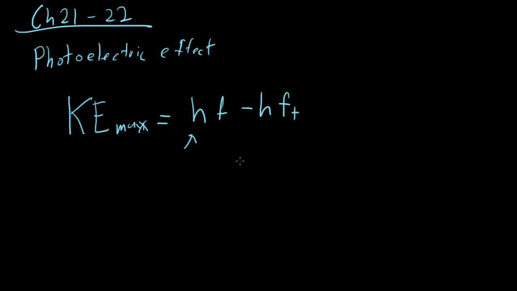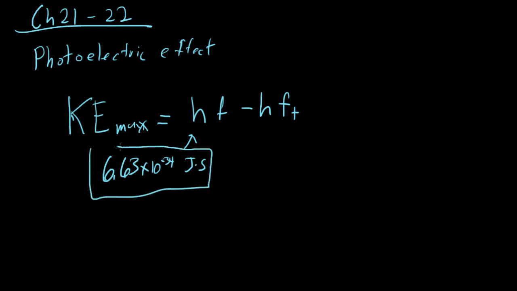Now, Planck's constant, like it sounds, is simply a constant. And this constant is equal to 6.63 times 10 to the negative 34th, and this is measured in joule seconds. So 6.63 times 10 to the negative 34th is Planck's constant, so it's going to go in both of these places.